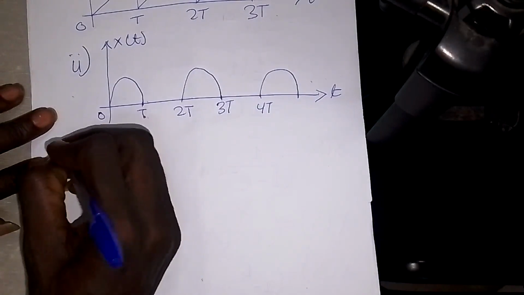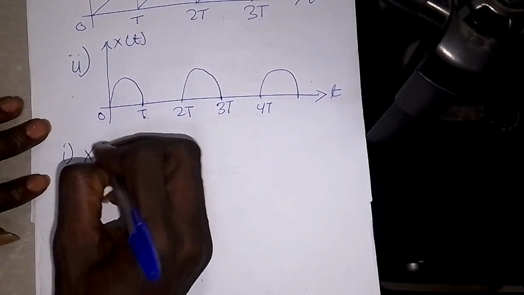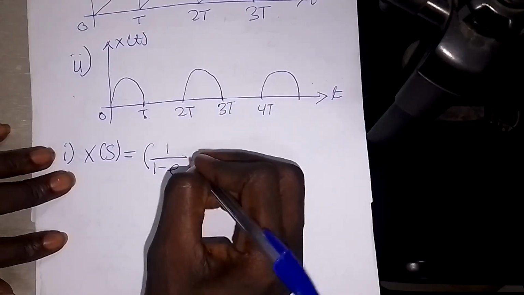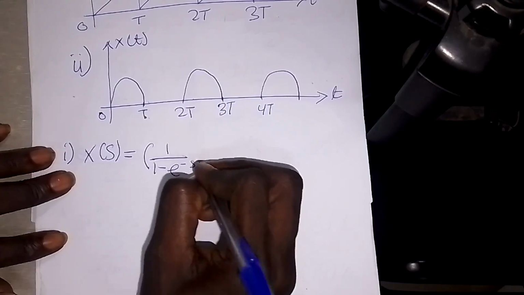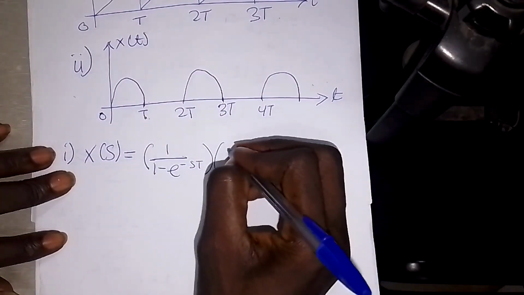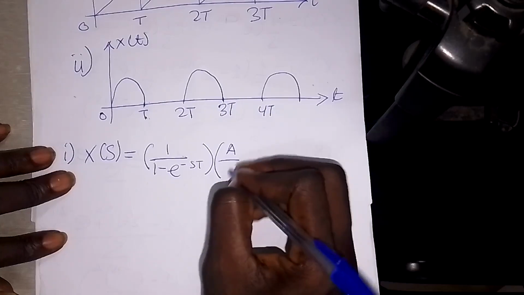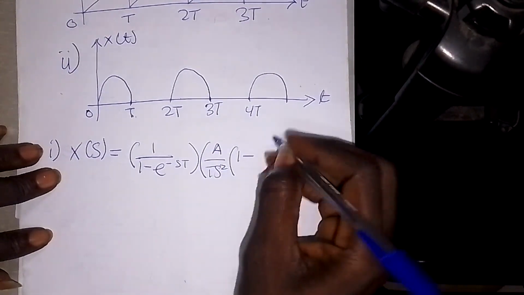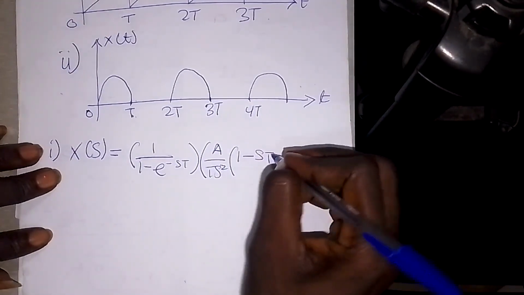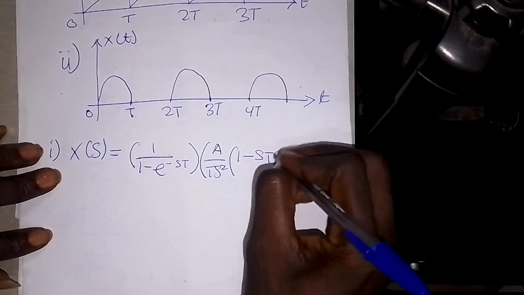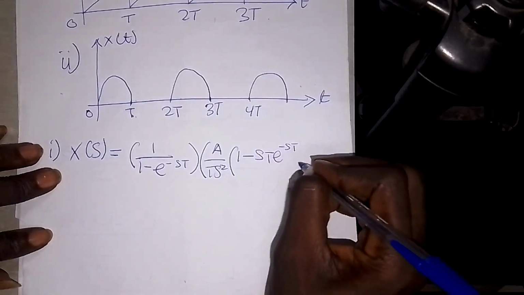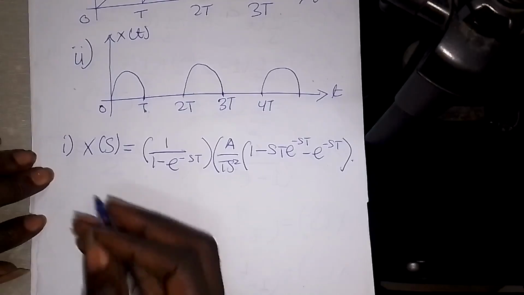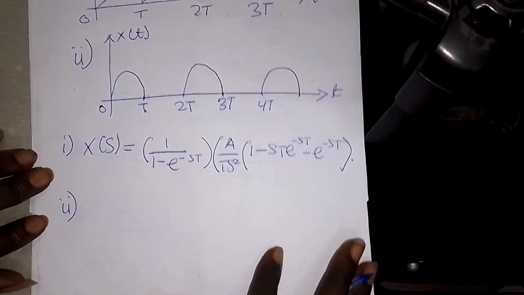And the answer you're supposed to get is x of s equals 1 over 1 minus e^(-st) into A over Ts squared into 1 minus Ste^(-st) minus e^(-st). That's the answer you're supposed to get for the I. So when you do your calculation, make sure you have this answer.